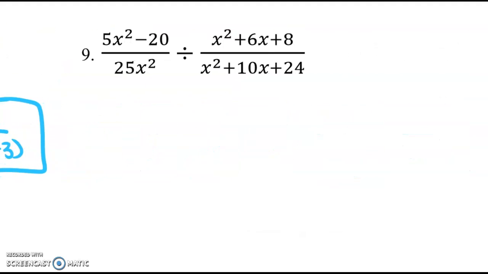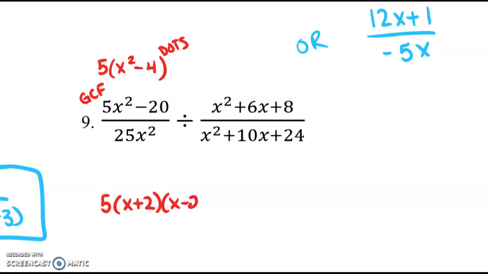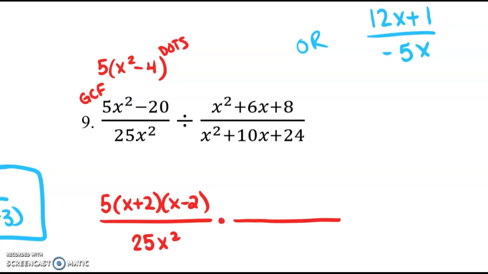Last one. Keep change flip. So the first one is a GCF. This one's nice. So this is a GCF, but then it turns into a difference of squares. So 5x squared minus 4, and then this is a difference of 2 squares. Okay, so it ends up being 5x plus 2, x minus 2. And then the bottom is 25x squared. Times, I have to flip this fraction, and they're both add multiplies.